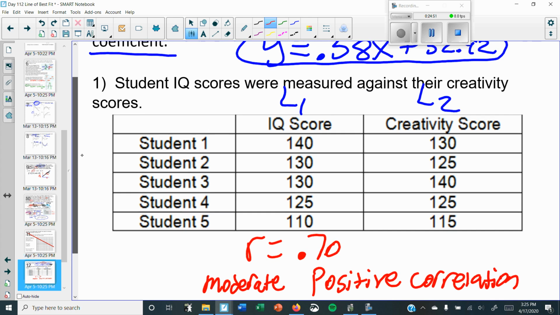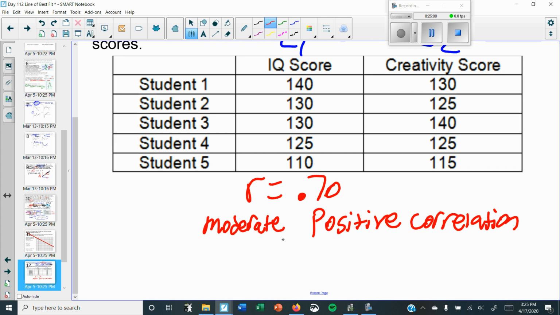So let's see what this means. Let's look at the question one more time. It's comparing your IQ score, so your intelligence versus your creativity. And what we just found out was that there was a moderate positive correlation. And that's very, very true, okay? Meaning, usually the smarter you are, the more creative you are, and the more you're able to think outside of the box. And that makes total sense.